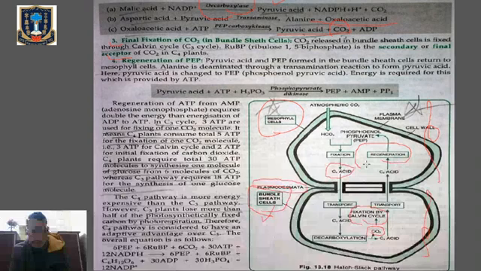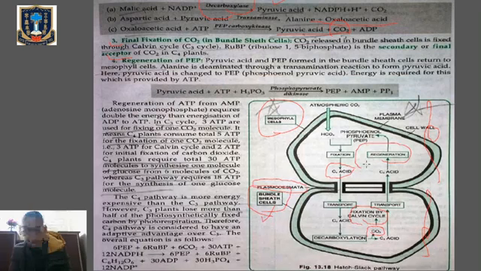Clear? Okay. Now C4 plants require a total of 30 ATP molecules to synthesize one molecule of glucose, whereas in the C3 pathway 18 ATP were required for the synthesis of one molecule of glucose. But here in the C4 pathway 30 ATP molecules are being utilized for the formation of one molecule of glucose. So the C4 pathway is more energy expensive compared to the C3 pathway. However, C3 plants lose more than half of the photosynthetically fixed carbon by photorespiration. So therefore the C4 pathway is considered to have an adaptive advantage over the C3.